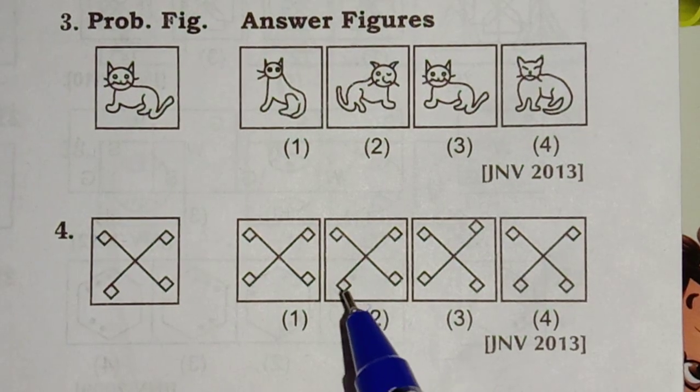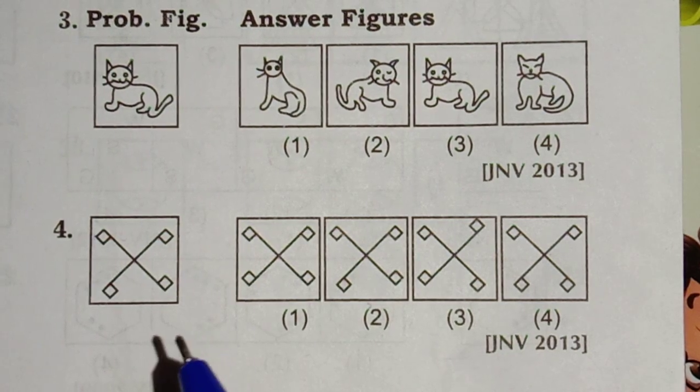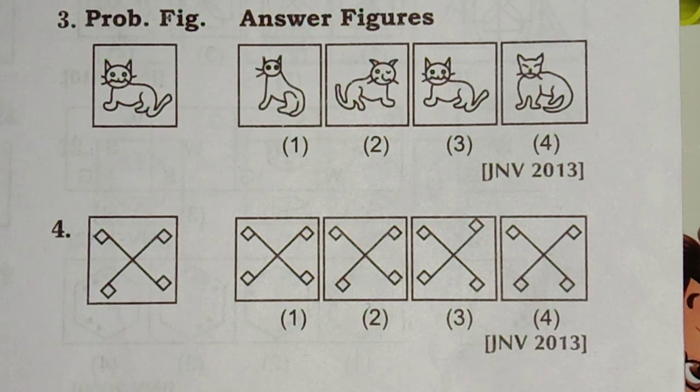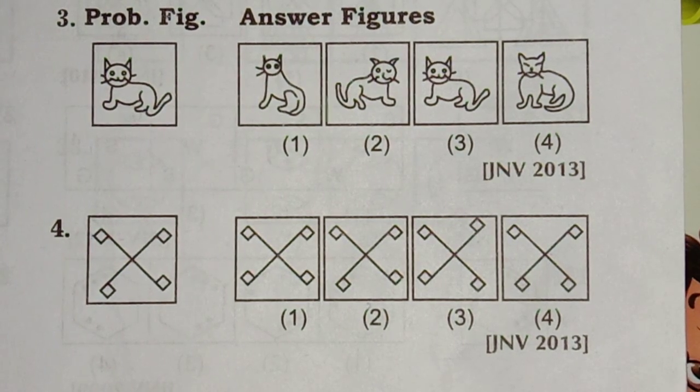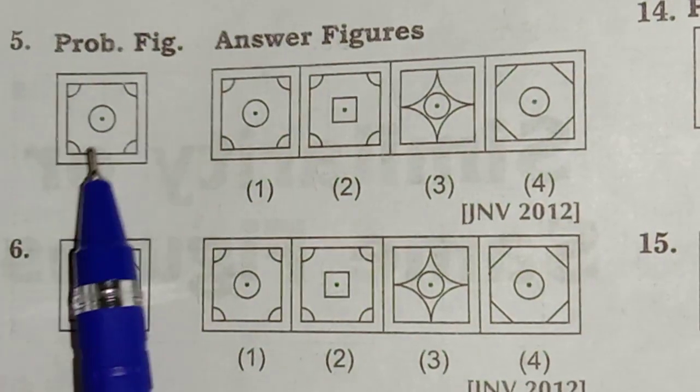Like this we have to see, because they are all looking the same, similar only, but which is the very perfect figure, that we have to find out. So in fourth question, second one is the right answer. Let's go to the question number 5th one. Okay students, let's see question number 5th.